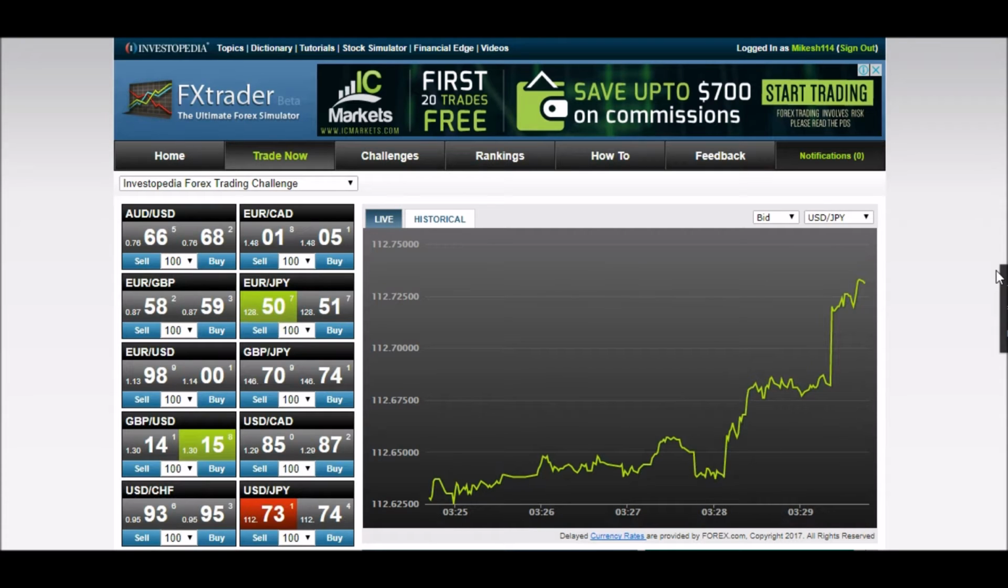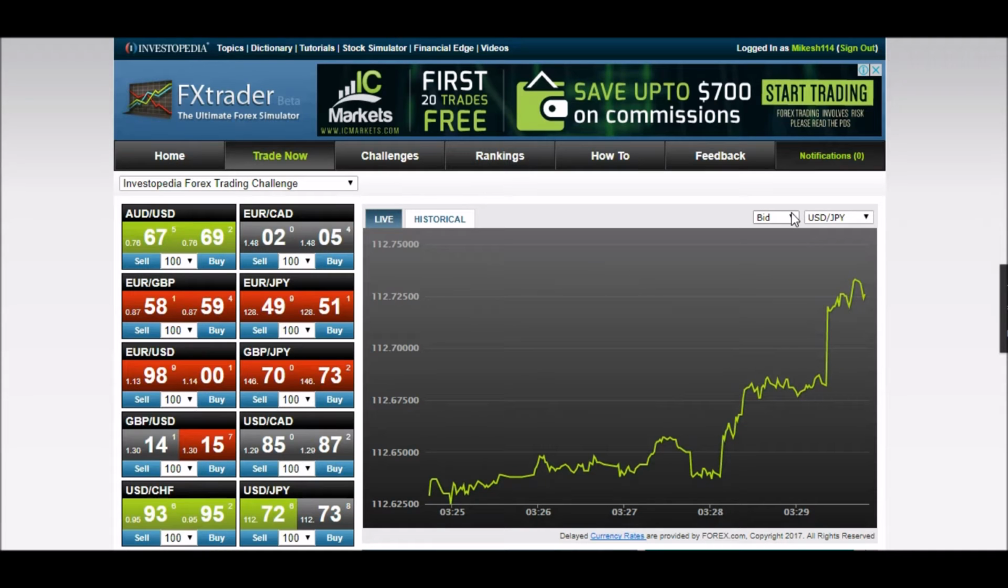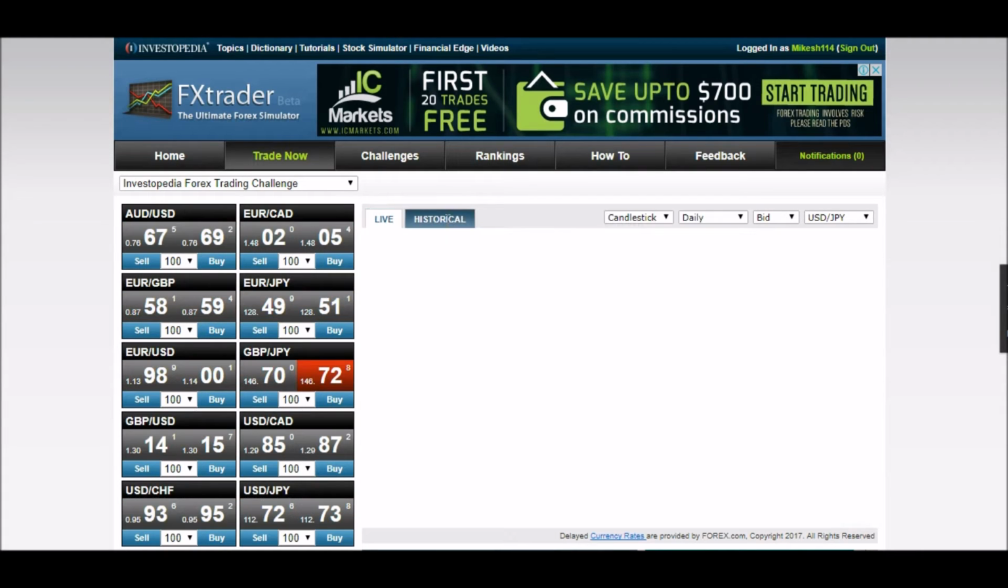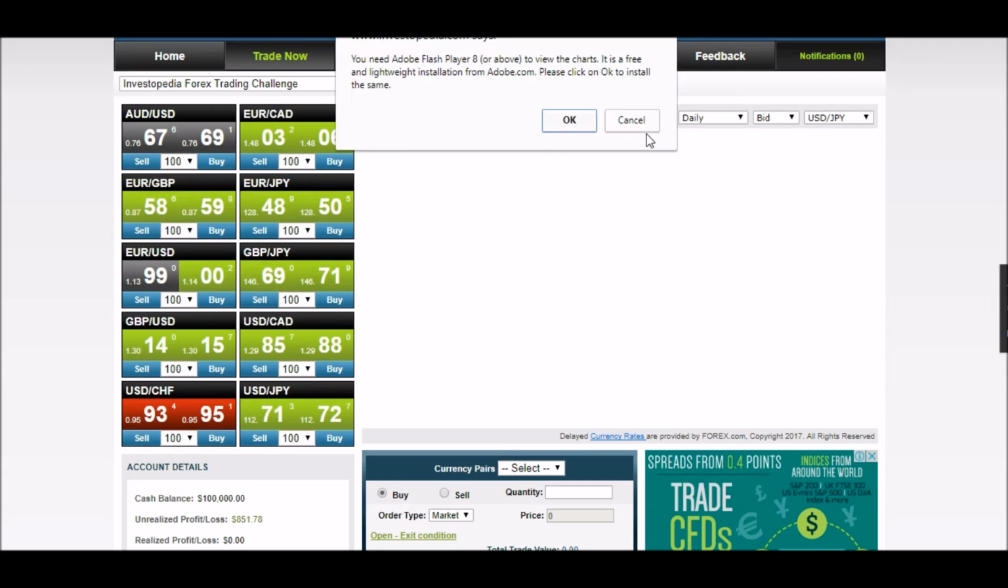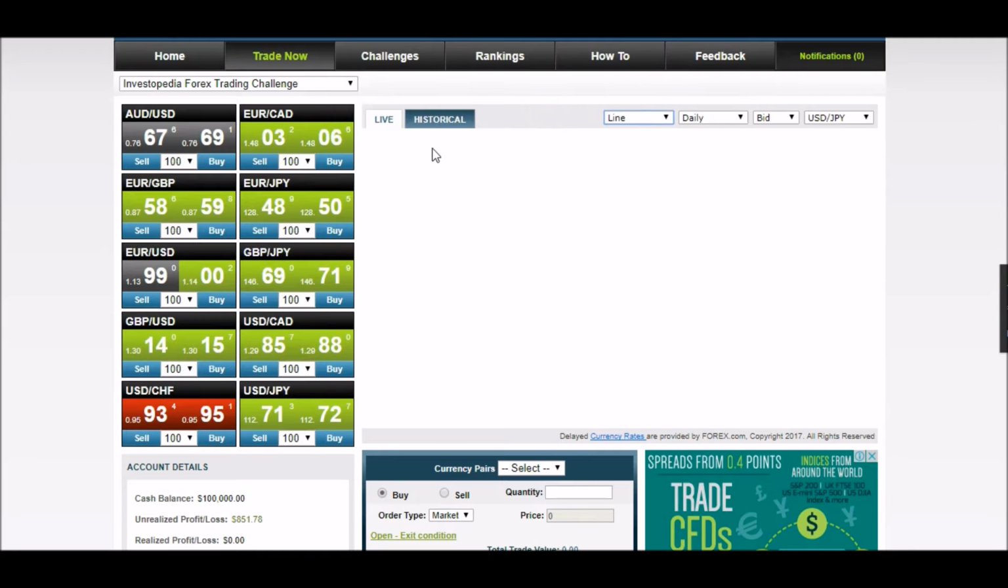We go to the FX simulator on Investopedia and initiate our trades. Now Japan's opened and we see that the Asian markets have already taken the dollar yen to 112.72. So we've missed the breakout of the neckline, but we can still initiate our trades.